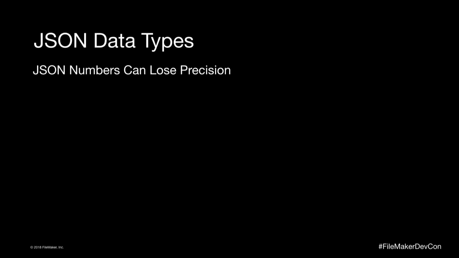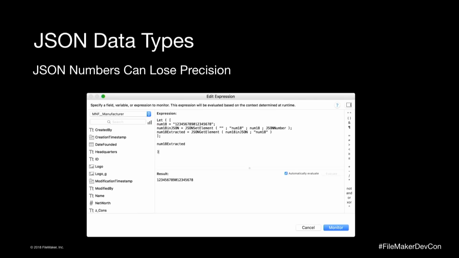All right, so what did I mean when I said numbers don't translate that well? Let's look at this example. My favorite let function is back. So we have a number, it's 18 digits long, right? And then I throw it into JSON, so it looks like that once it's in JSON. And then I extract it out of JSON using the JSON get element. So what happens? Okay, cool, I got back exactly what I put in.